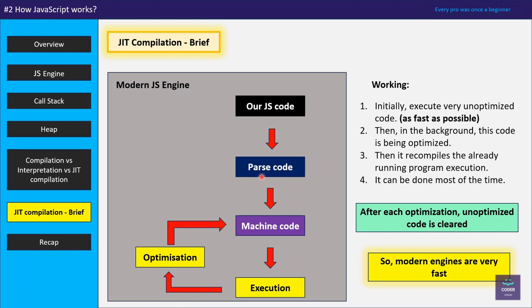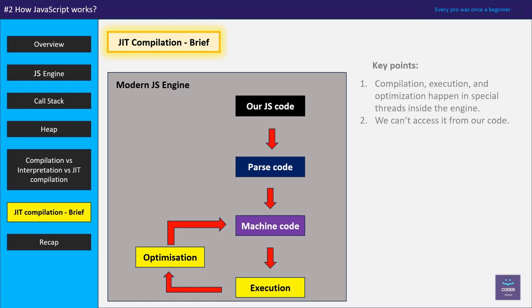You can understand, right? You can see here that initially the unoptimized code runs very fast, then in the background it is optimized, then the optimized code is recompiled, then it will execute. So finally, after every optimization, the unoptimized code is getting cleared, and finally we get optimized code, right? This is for optimizing the performance. So you can see each unoptimized version is cleared after optimization. So modern JavaScript engines are very fast.